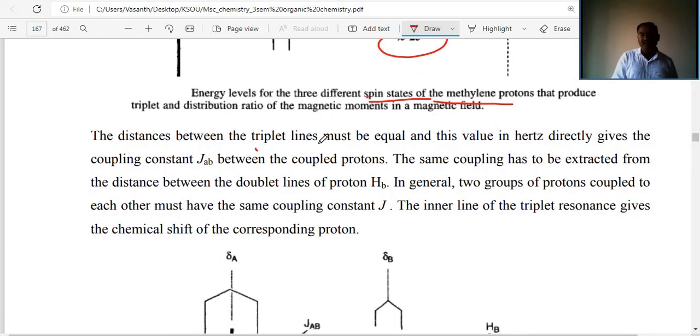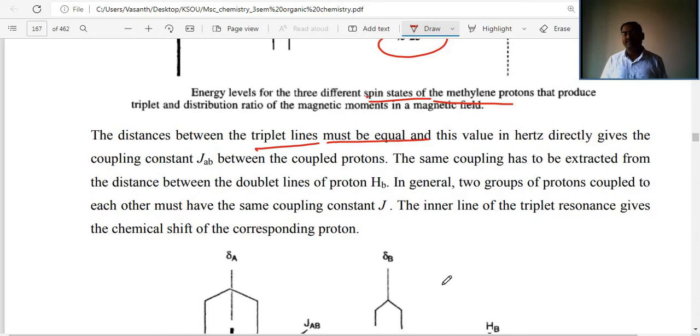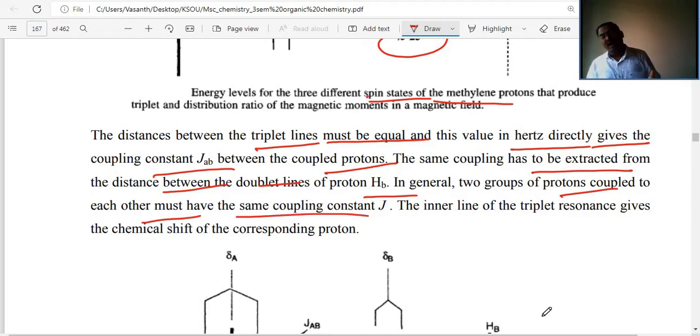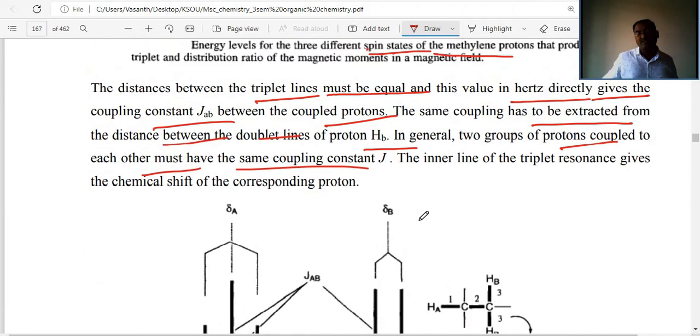The distance between the triplet lines must be equal, and this value in hertz directly gives the coupling constant J between the coupled protons. The same coupling has to be extracted from the distance between the doublet lines of protons HB. In general, the two groups of protons coupled to each other must have the same coupling constant J.